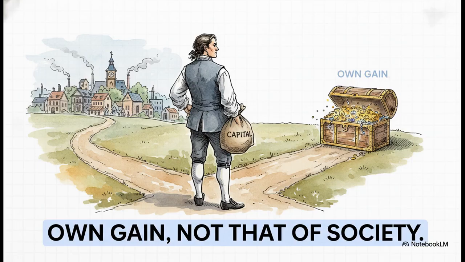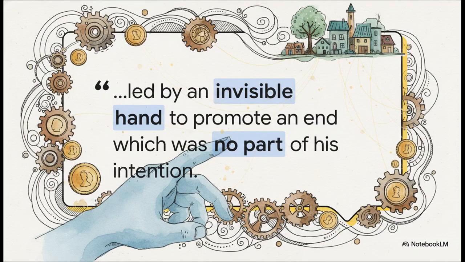It's that simple. And here it is, the brilliant twist. Smith argues that while that person is just pursuing their own profit, they are led by an invisible hand to benefit all of society. In fact, he famously says that people often do more good for everyone when they're just chasing their own self-interest than when they are actively trying to do good for the public.